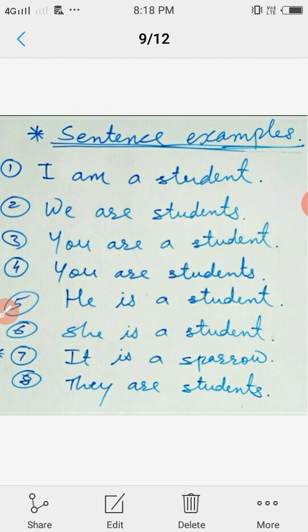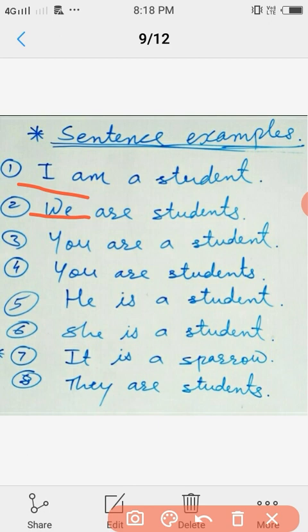First example, I am a student. Which is the subject over here? That is I, correct? Is it a pronoun? Yes. So here the pronoun I is used at the subject place in this sentence, so this is called a subject pronoun. Next example, we are students. Which is the subject, or which is the pronoun over here? We. As it is used at the subject place, it is also called a subject pronoun.